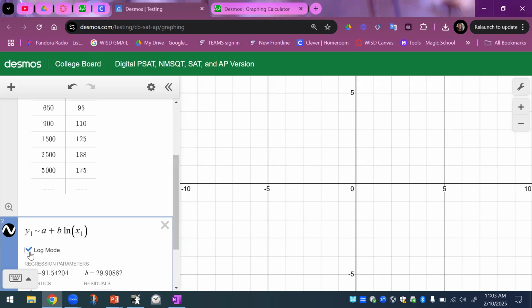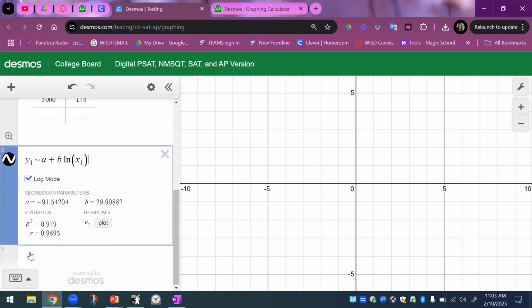Everything's all lowercase. The tilde is shift, the button next to 1. How do I get down below? Arrow down? Scroll down? It'll automatically put itself. This is natural log, LN. All right, so here's our natural log regression model.